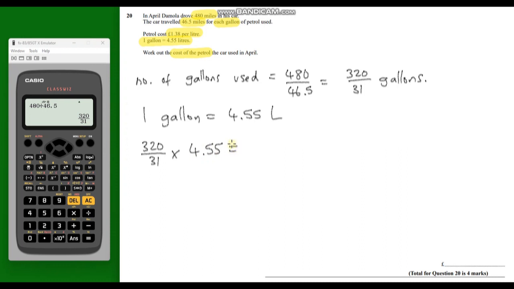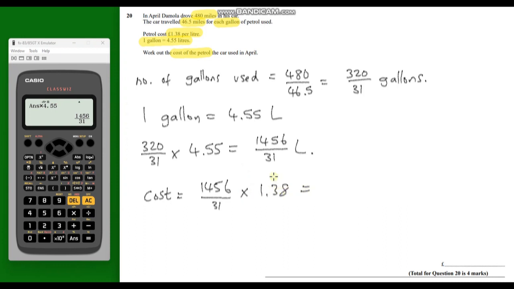And that will give us the number of litres used. So I'm just going to multiply it by 4.55. And we get an even more horrible fraction: 1456 over 31. And that is in litres. So that's how many litres Damala used in his car. And now to work out the cost, we just need to multiply by 1.38. So we're going to take the amount of litres, 1456 over 31, and multiply it by 1.38.